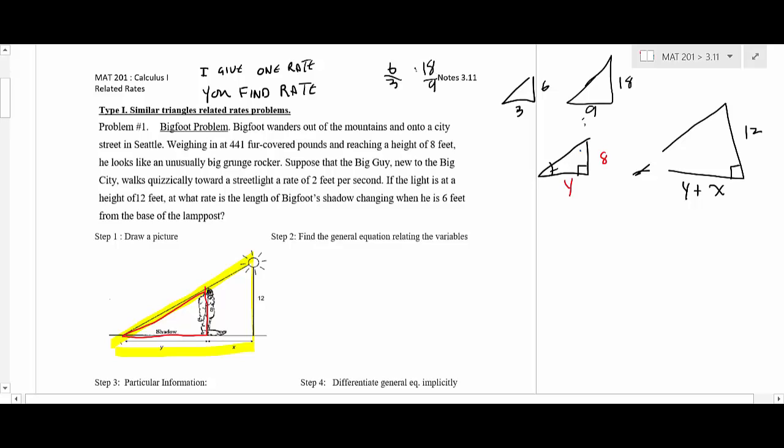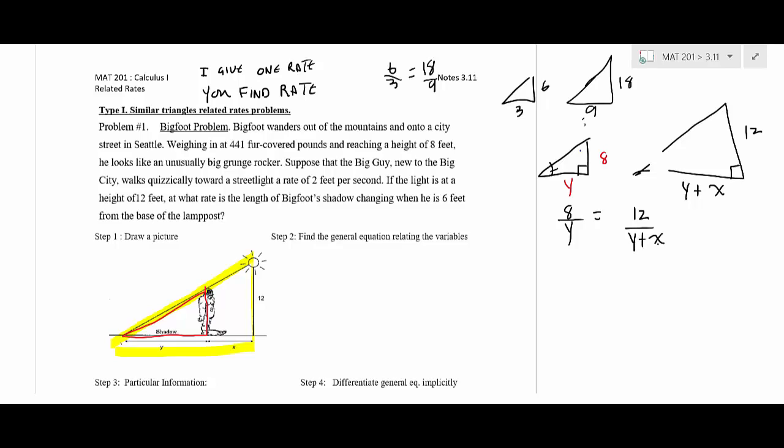So that's a proportion, right? You can tell they're the same. So you can write this proportion in lots of different ways. I've decided I'm just going to do it this way. I'm going to have you write 8 over y is equal to 12 over y plus x. And then we're going to solve that equation for y, because ultimately that's what we're interested in, the rate that the shadow is changing. And that shadow is represented by y. Okay? Does that make sense?